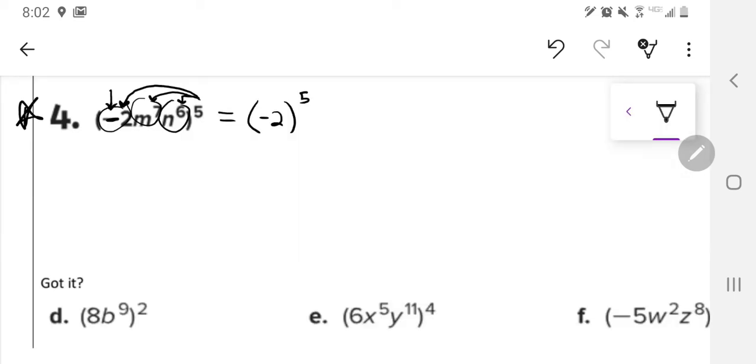Then we have the m to the 7th to the 5th. Power to a power, so we multiply those exponents. And then we have n to the 6th to the 5th. So that'd be 6 times 5. Now we're going to simplify. Looking at the -2 to the 5th, I know that it's an odd power. 5 is odd, so I know I'm getting a negative. Now I just have to figure out what 2 times 2 times 2 times 2 times 2 is. And that's going to be 32. So we get -32 when we simplify that. Then we get m to the 35th and n to the 30th.